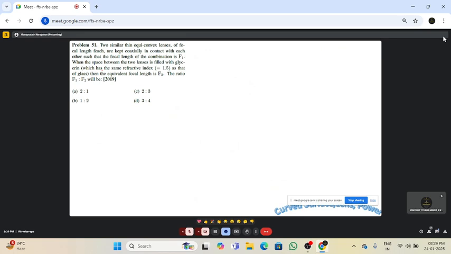Two similar thin equiconvex lenses of focal length F each, I think it's some printing error here, are kept coaxially in contact with each other such that the focal length of the combination is F1. So let's draw two thin equiconvex lenses. Each one has a focal length of F. The combination is F1.